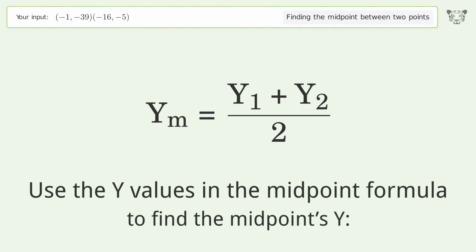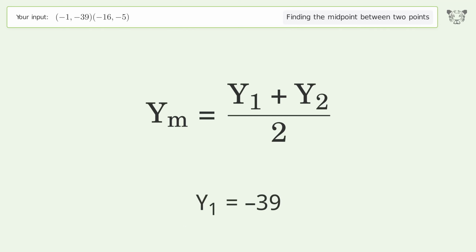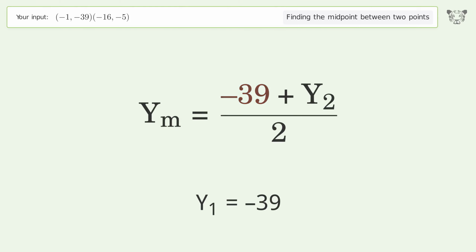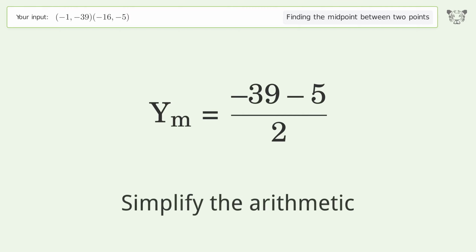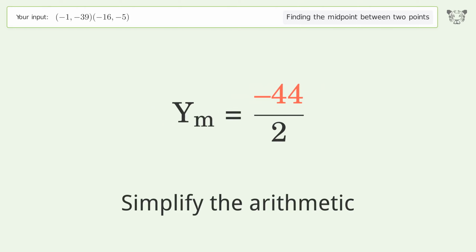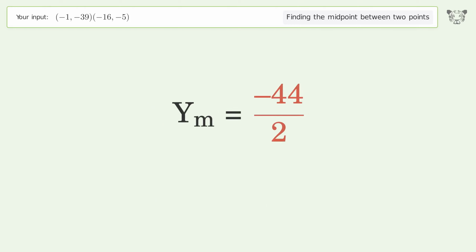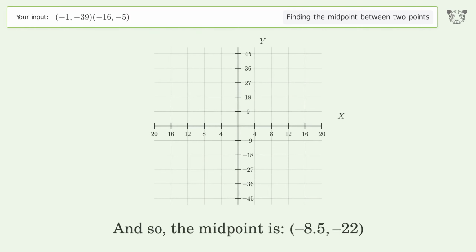Use the y values in the midpoint formula to find the midpoint's y. y1 equals -39. y2 equals -5. Simplify the arithmetic. And so, the midpoint is -8.5, -22.